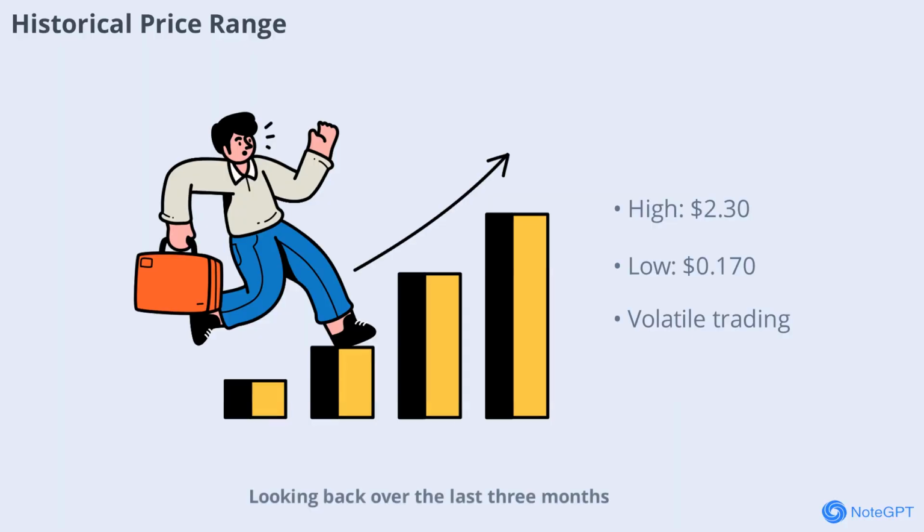Looking back over the last 3 months, ARRT has experienced a wide range of prices. The highest closing price reached was $2.30, while the lowest was just 0.17. This dramatic swing highlights the volatility inherent in ARRT's trading pattern. By examining this historical range, we can better understand the context for the current price and identify potential support and resistance levels. This background is essential as we move forward to analyze the technical indicators that reflect these price movements.